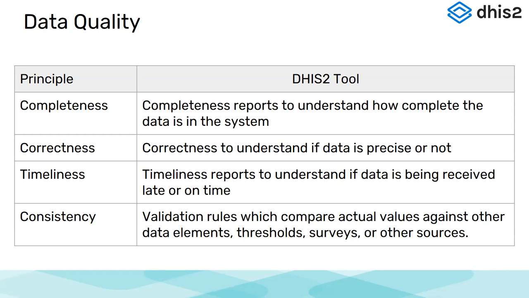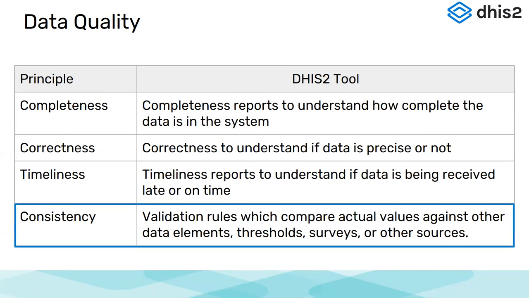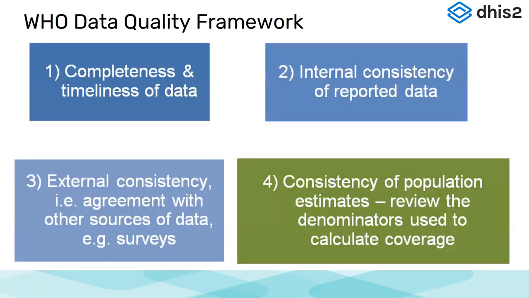And consistency has many components in data quality. That's where we use validation rules to compare the actual value against other data elements, against a threshold, or against external values, like a survey or other sources. Here again, we are presenting how those four components of data quality are correlated together.